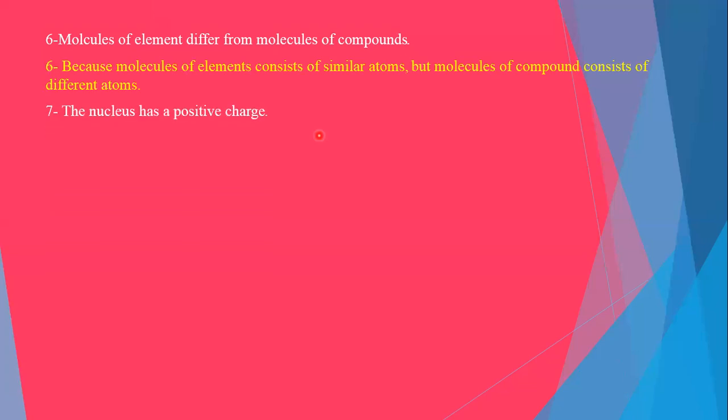Nucleus has a positive charge. Let's see, inside the nucleus we have two types of particles. What are they? Protons and neutrons. The charges on the protons are positive, but the neutrons don't have charge. They are neutral. No charges on them. So the result in the end is that I have positive charge and zero, so it must be positive charge overall. Because it contains protons which are positively charged and neutrons which are electrically neutral.